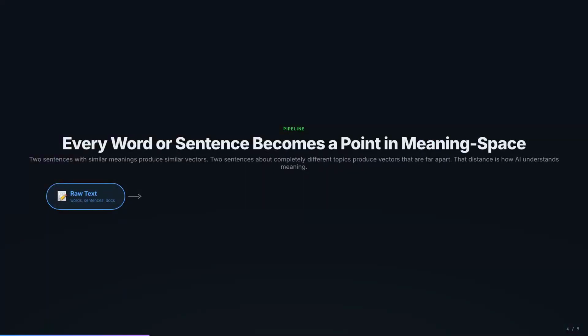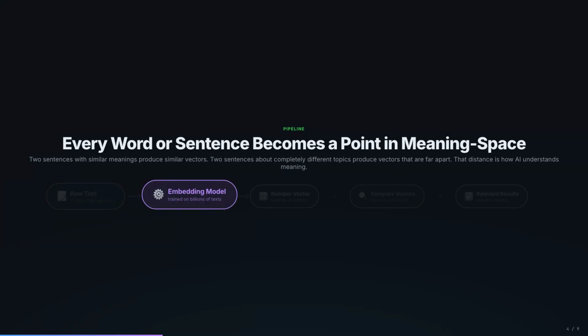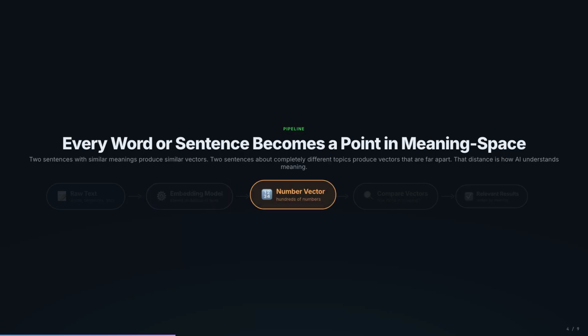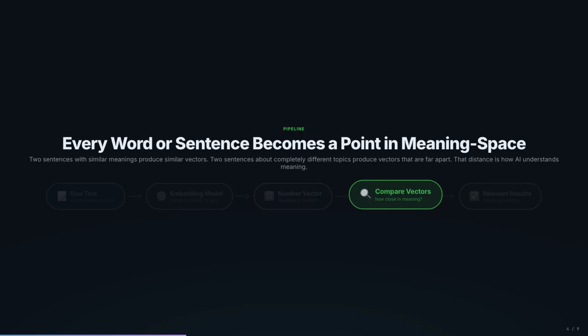Here is the full pipeline. Raw text enters first: a sentence, a paragraph, a search query, anything written in natural language. The computer still has no idea what it means at this stage, it is just characters. Next, the embedding model, a neural network trained on enormous amounts of text to learn which words and phrases tend to appear in similar contexts. It reads the raw text and converts it into a list of numbers that captures the meaning. The output is a number vector, typically a list of 1000 to 1500 numbers, each a small decimal. Every piece of text gets its own unique vector, its address in meaning space.